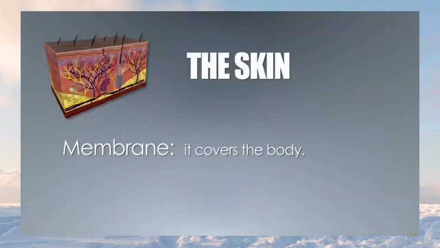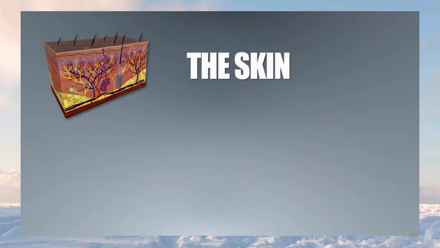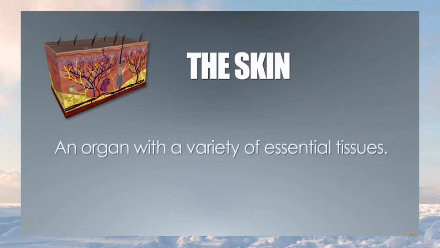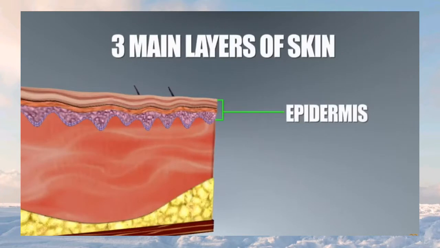This system is known as a membrane because it covers the body, and an organ because it contains several tissues. For the purposes of this course, the system will be described as an organ with a variety of essential tissues. The skin is composed of 3 main layers: epidermis, dermis, and hypodermis.